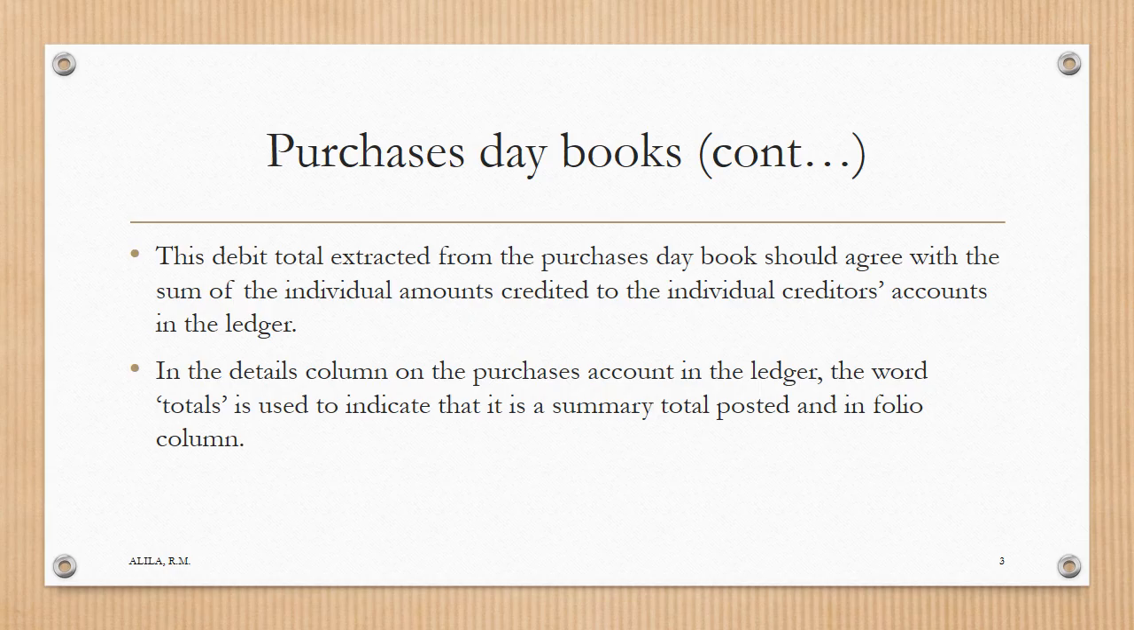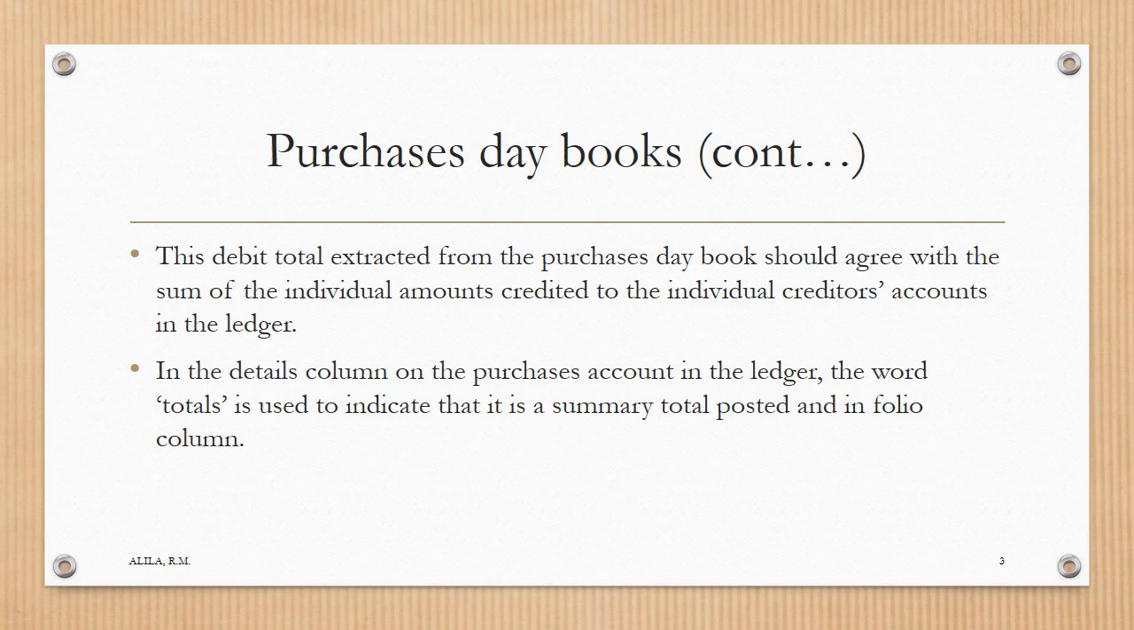So the Purchases account is debited with the total extracted from the Purchases Daybook, which should agree with the sum of the individual amounts credited to individual creditors' accounts in the ledger. In the details column on the Purchases account in the ledger, the word total is used to indicate that it is a summary total posted.